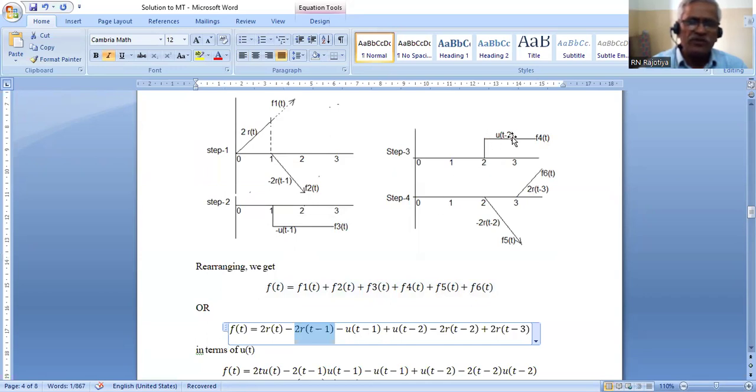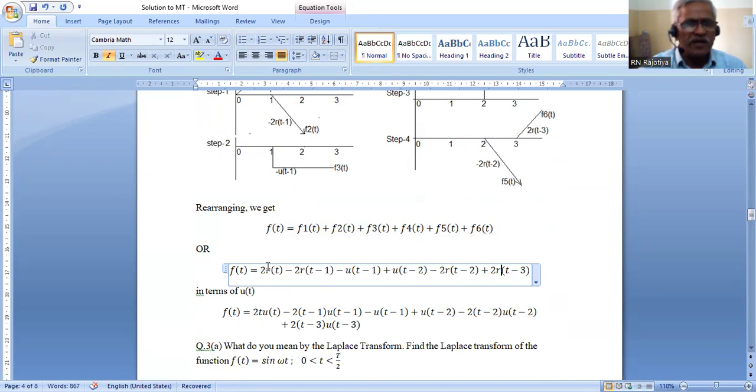Then a shifted positive going u(t minus 2), this one. Then a negative going ramp of the value 2 times r(t) minus shifted by 2 units, and shifted by 3 units, a positive going ramp. So this way. In terms of u(t), I can write r(t) is equal to t times u(t). I know the ramp is represented by a time varying function.